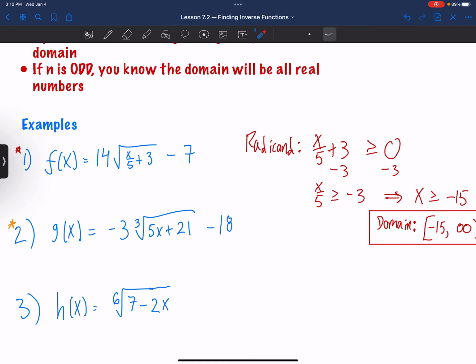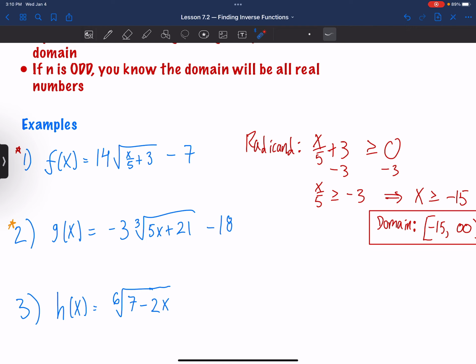Or I could say the domain is all real numbers or -infinity to positive infinity. Remember, we can use either one of those, right? That's a terrible shape. I'm going to redraw that box just real quick.